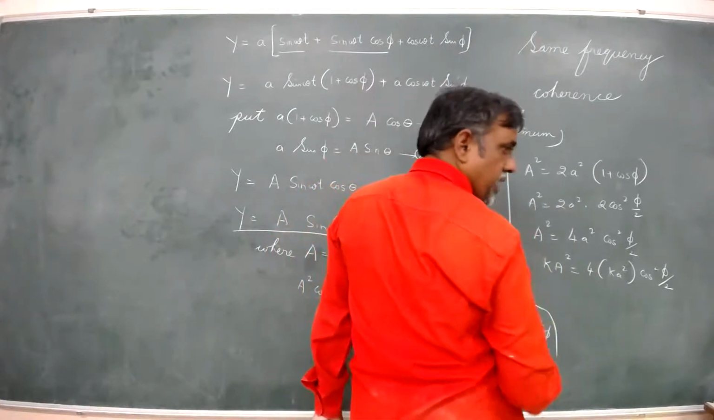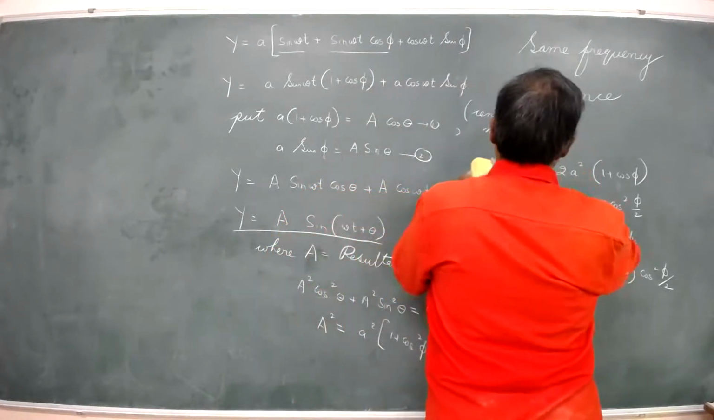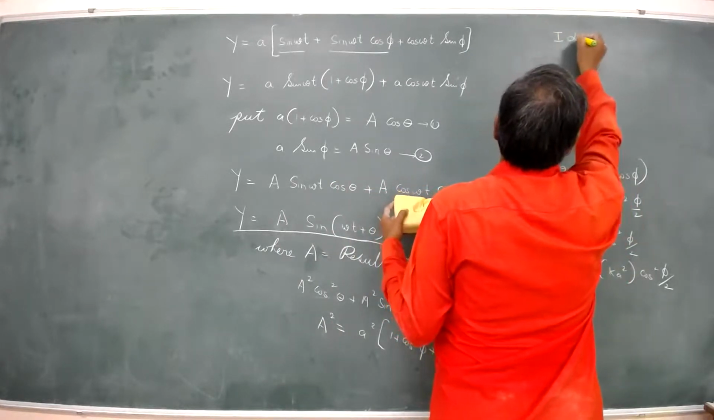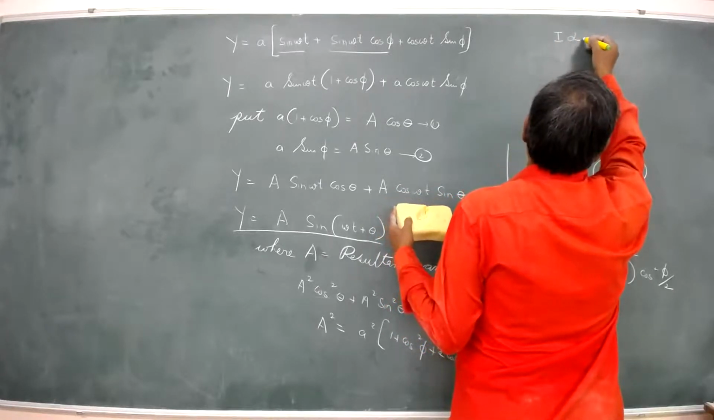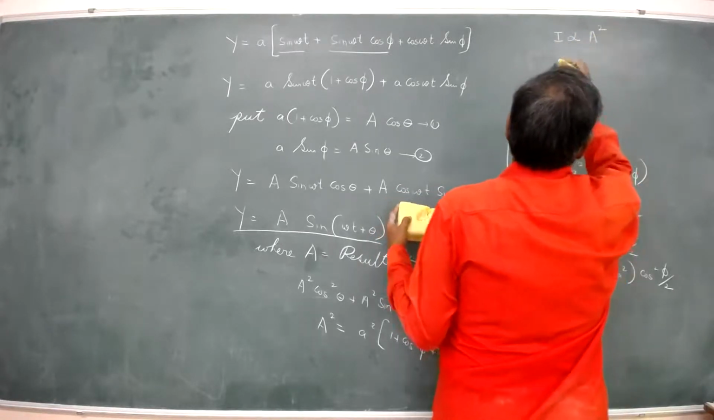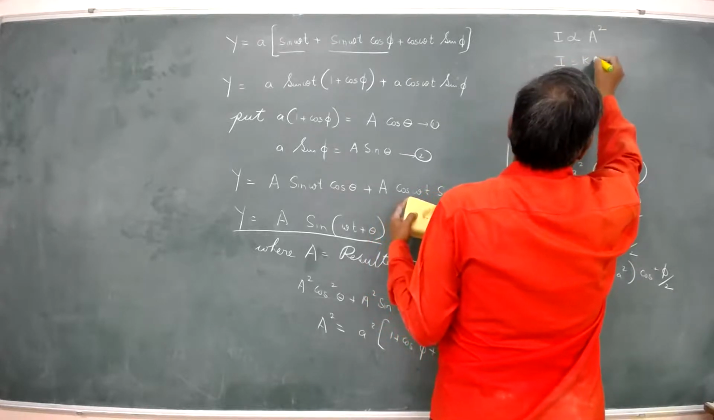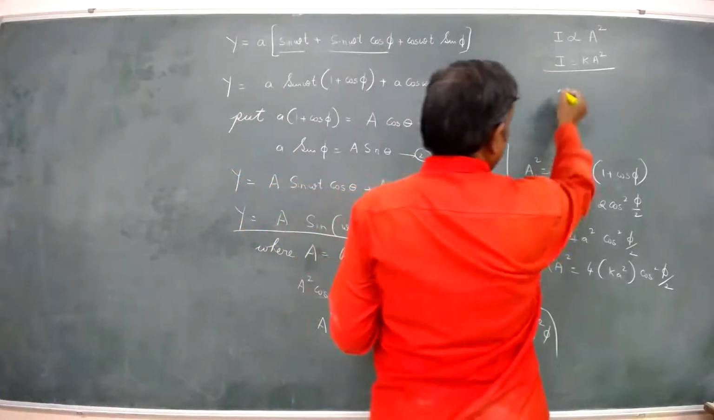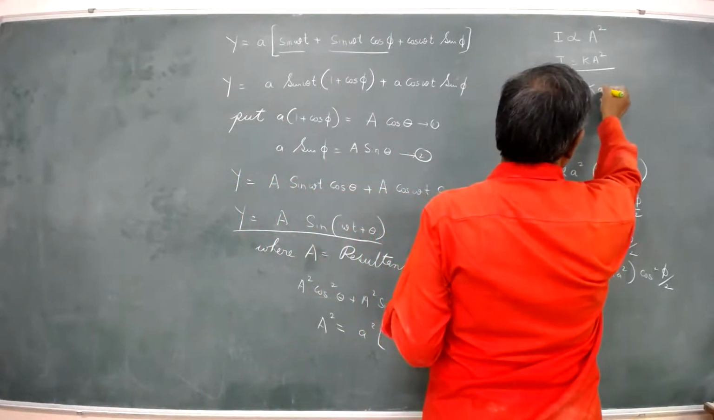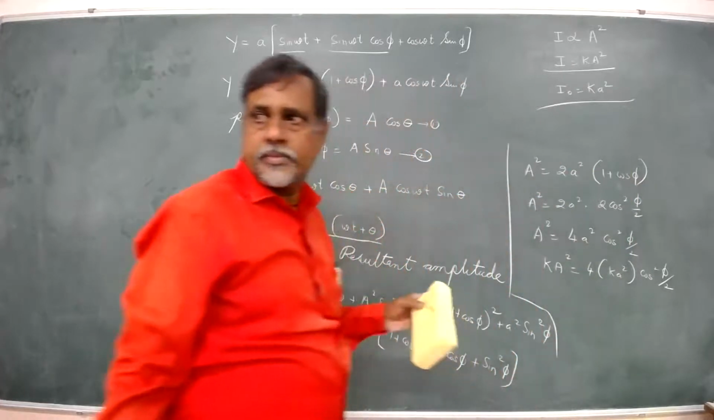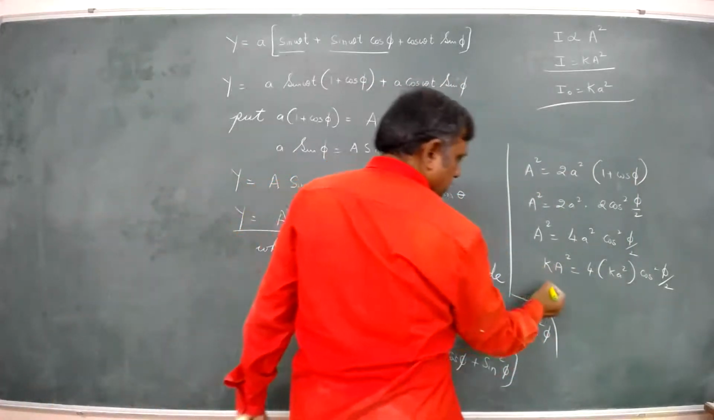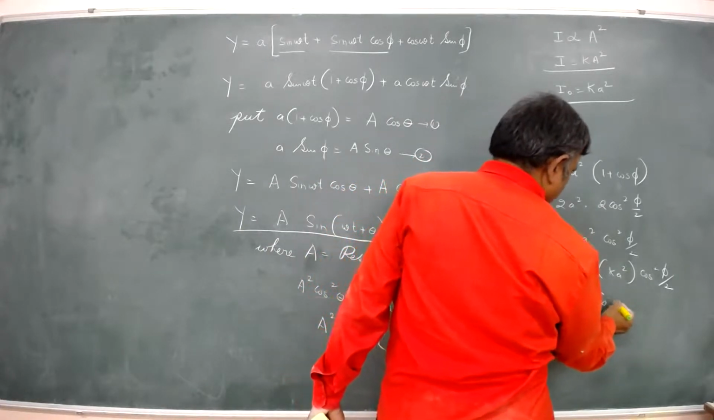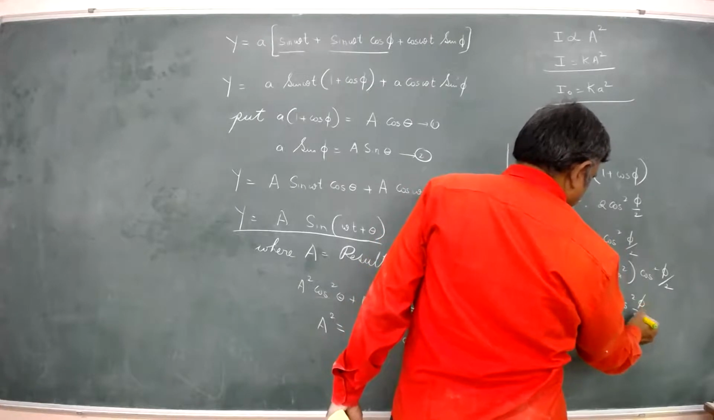Understood? So intensity of light I is always directly proportional to the square of the amplitude. So I is equal to K into A square. This is after interference. And before interference, initial intensity I naught. Okay, so this is the intensity of the combination after interference: 4 I naught cos square phi by 2.